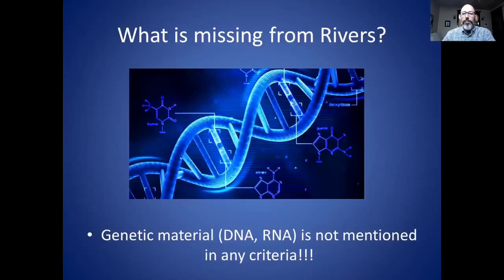So notice what is not in Rivers' criteria. There is nothing about genetic material, DNA or RNA, mentioned at all. So in other words, you don't even have to look at the genetic material in order to prove these criteria. And at least formally, the genetic material or specific sequences does not have a role in proving that a virus causes a disease. And this is what is specified in the authors of the Nature paper.